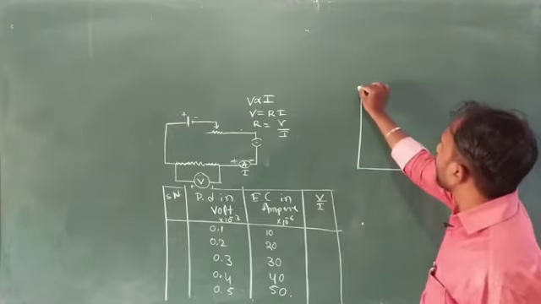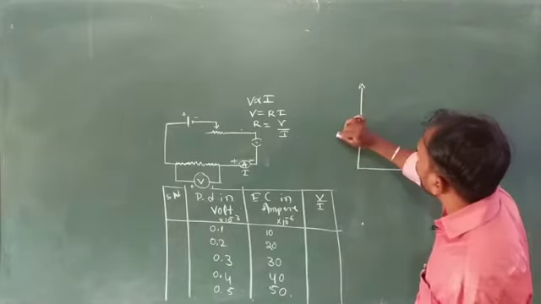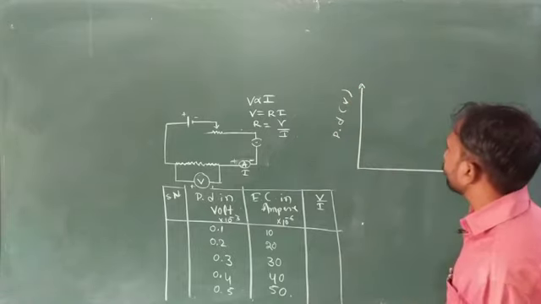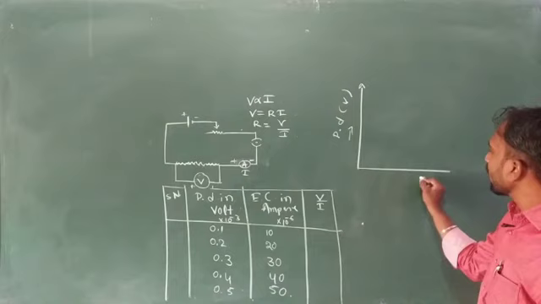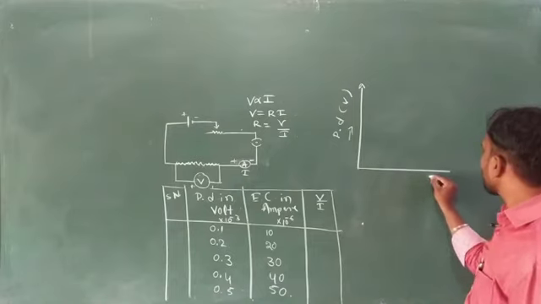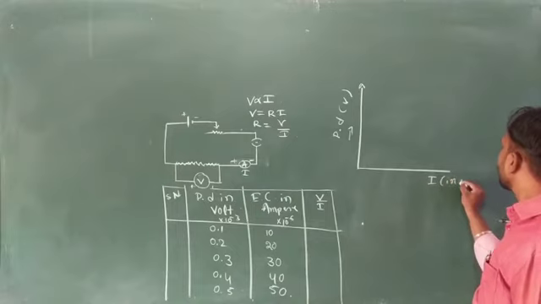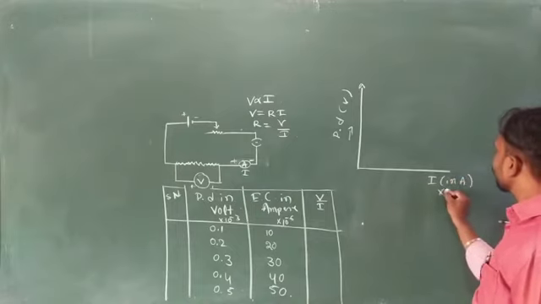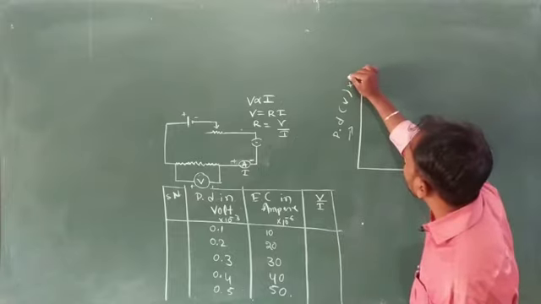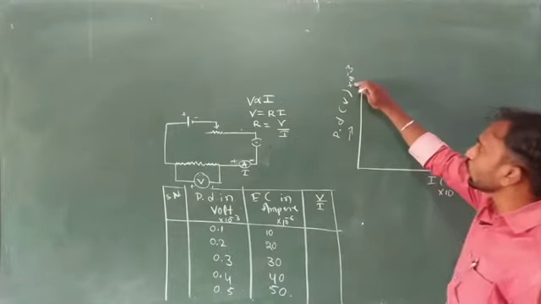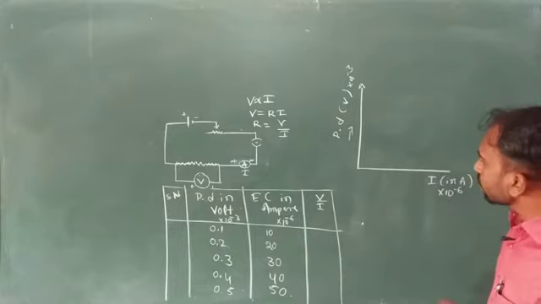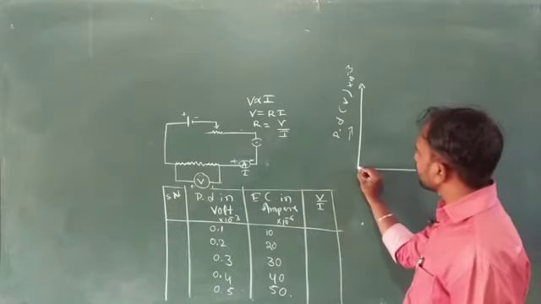Okay, along the y-axis we consider the potential difference V, and along the x-axis we consider the electric current I in ampere. Here we consider 10 power minus 3, which means millivolt, and here we consider microampere, 10 power minus 6. Okay, so here the first one we consider as 0.